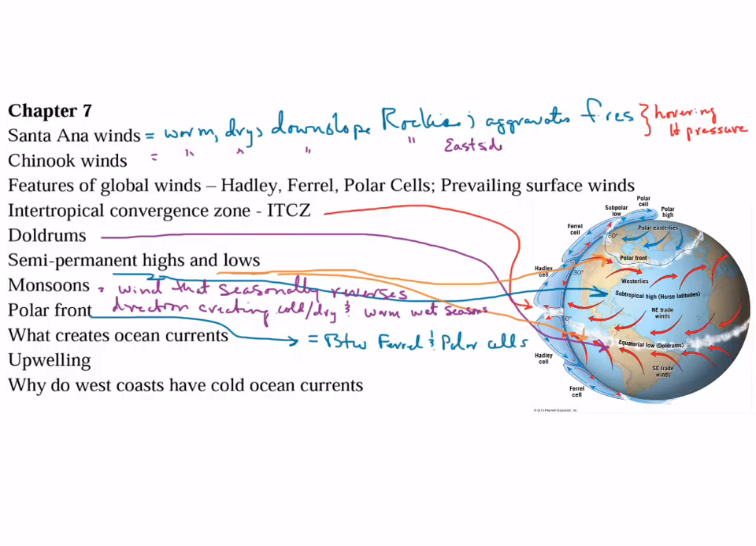And then what creates ocean currents? The movement of the water is from the movement of the air above it. So I just put prevailing winds. You put between Ferrel and polar cells. Yep.